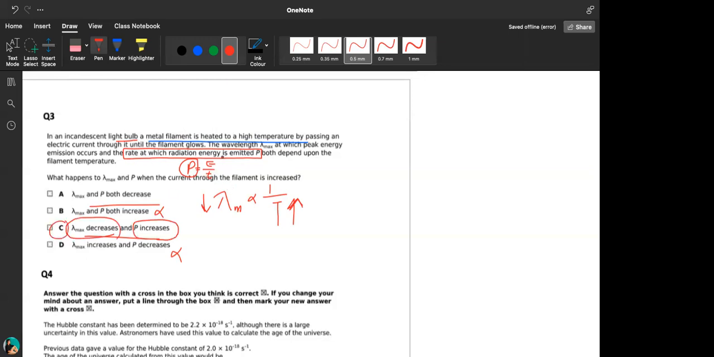The rate at which radiation energy emission increases.